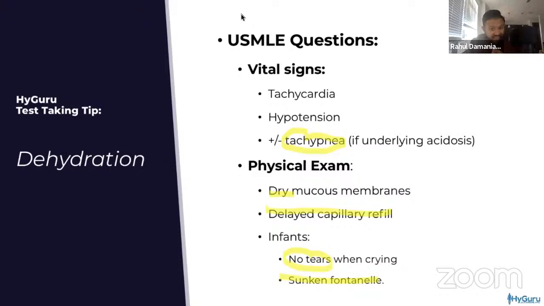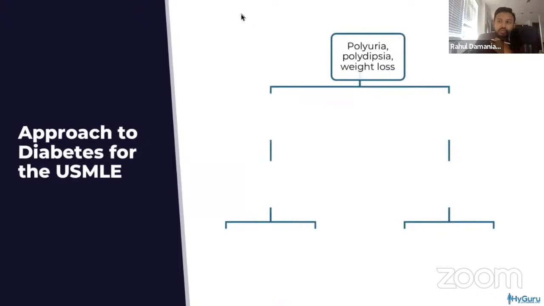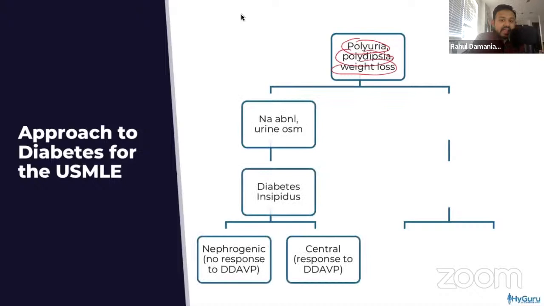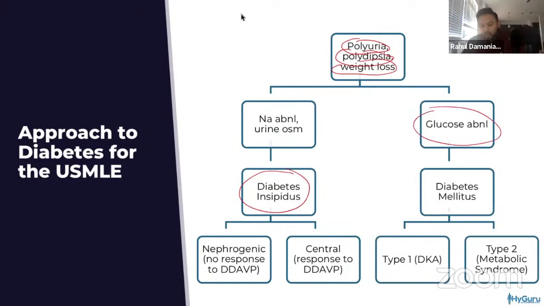So another test-taking strategy that I'm going to go for right now is going to be the approach to diabetes on the USMLE. Now, typically diabetes questions are going to have the patient in your vignette having polyuria, polydipsia, and plus or minus weight loss. So then I categorize in my mind, if the sodium and the urine osmolarity is all out of whack, then you're going to be thinking of diabetes insipidus. But then if the patient has polyuria, polydipsia, and the glucose is out of whack, then you're going to be thinking about diabetes mellitus. So look for the lab studies to help you distinguish why you're having polyuria and polydipsia.